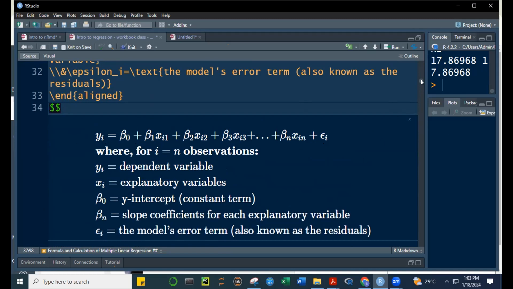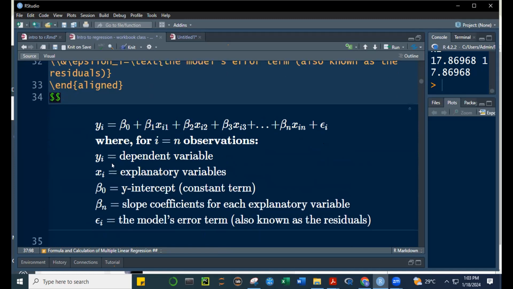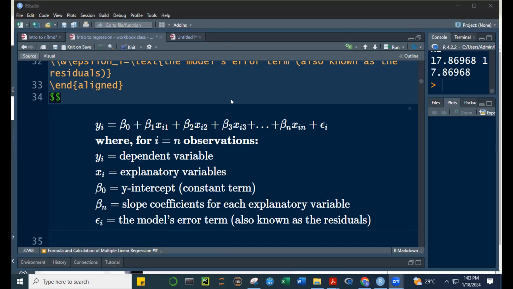Okay, and then we define here what's your dependent variable y, your explanatory variables, and then this is your y-intercept, and the coefficient or the slope coefficient for each of the explanatory variables, and then your error term. Okay, let me pause for a while, and I'd like you to comment, class. So far, okay lang ba? Am I going too fast? Or does this remain a mystery to you, this equation?